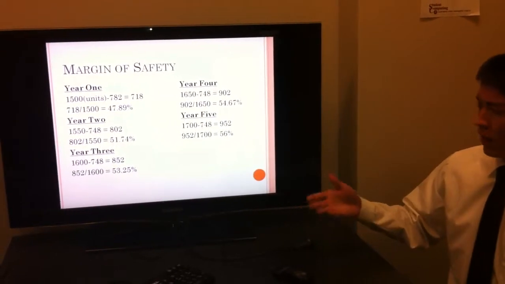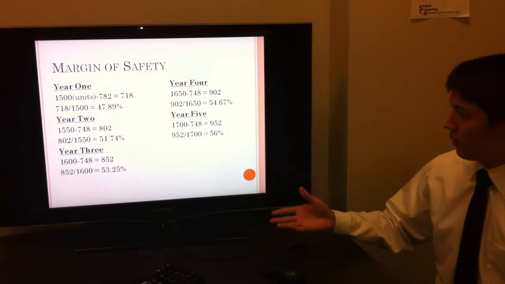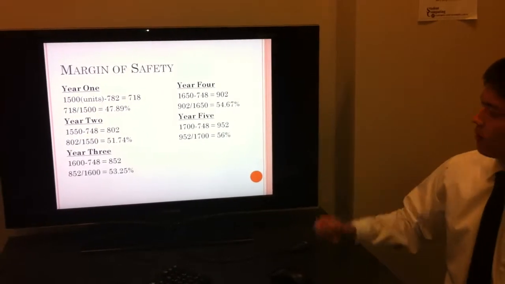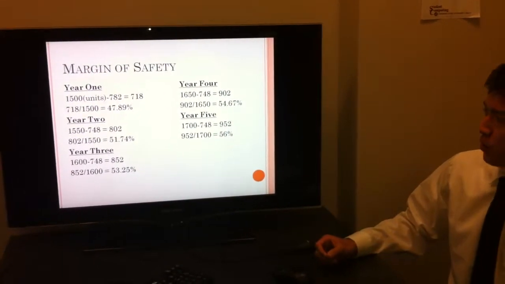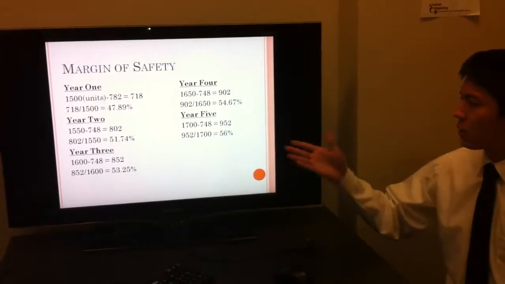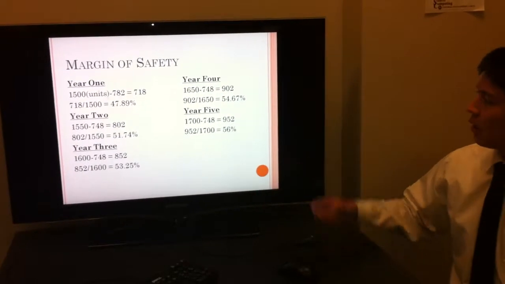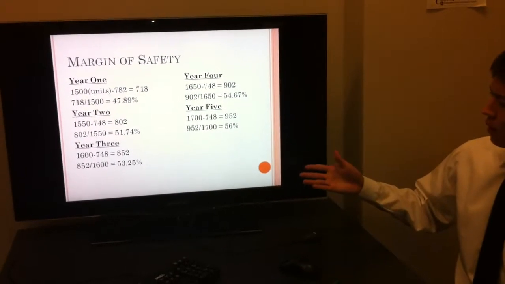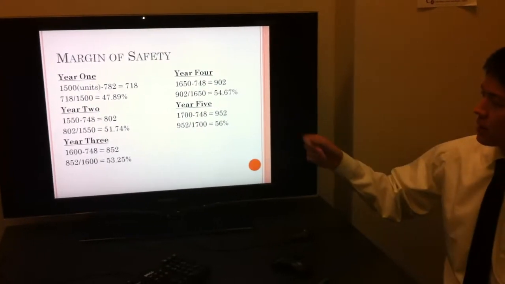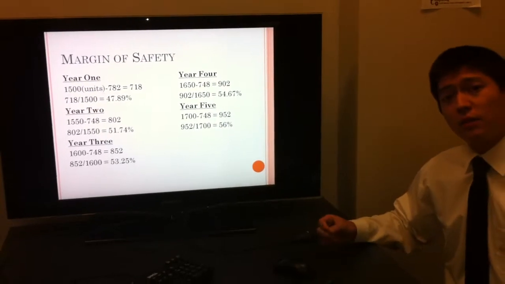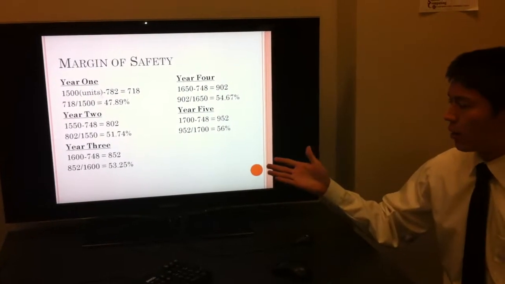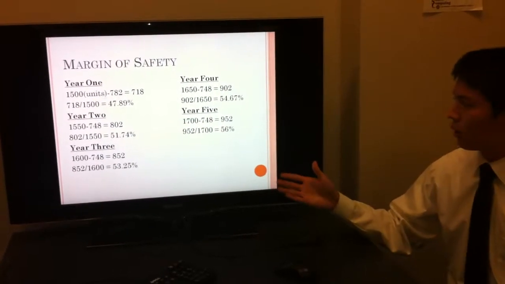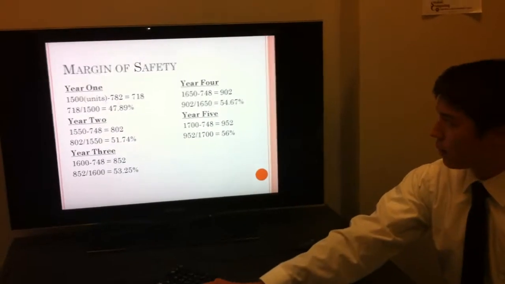Now, as for year four, again, we increase our units by 50, and we take away our 748 to give us 902. And then again, we divide it by our expected, which is 1,650, and it'll give us 54.67%. Now, for year five, again, we increase it by 50, take away our 748, and it will give us 952. We again divide by our expected, 1,700, and it'll give us 56%.